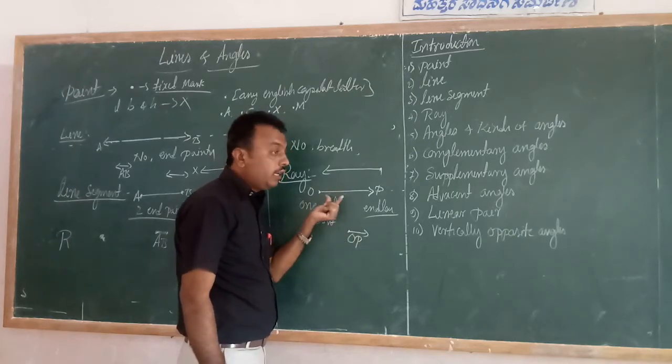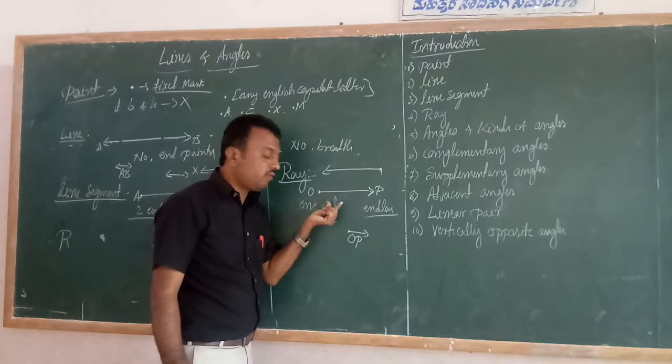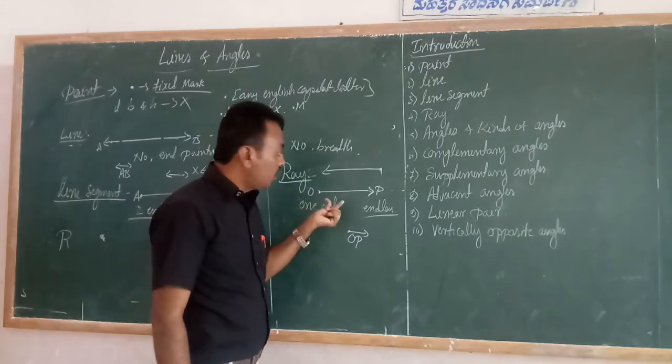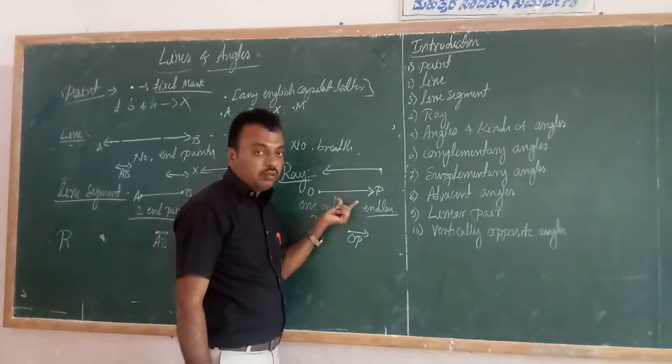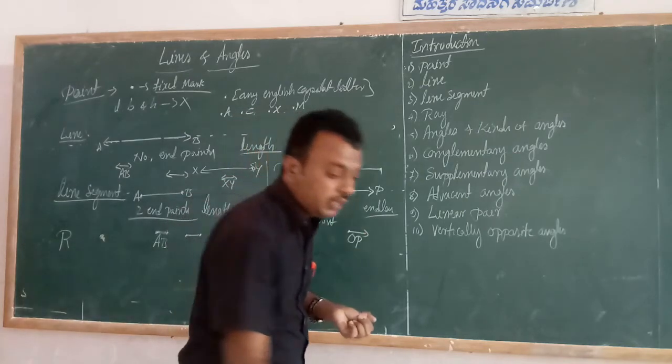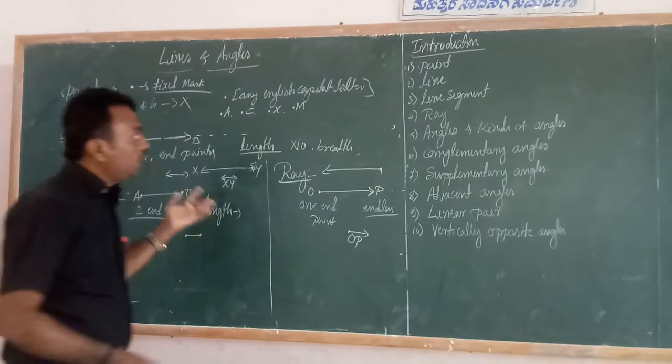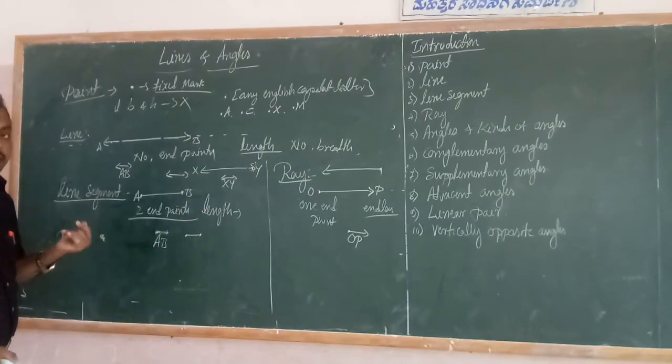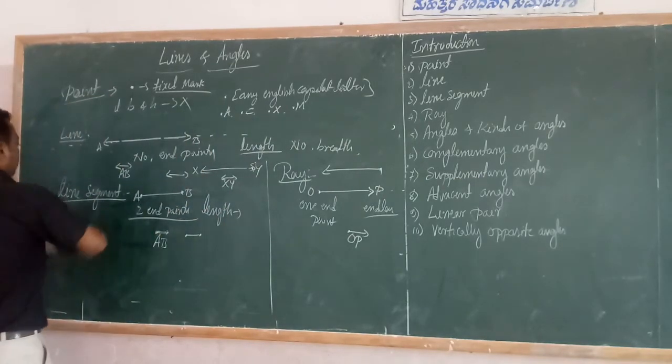It has no definite length, and it has no breadth either, but it has only one end point, and the other side is endless. Understood, students? Yes. These are the line, point, line segment, and ray. Okay, so next one.